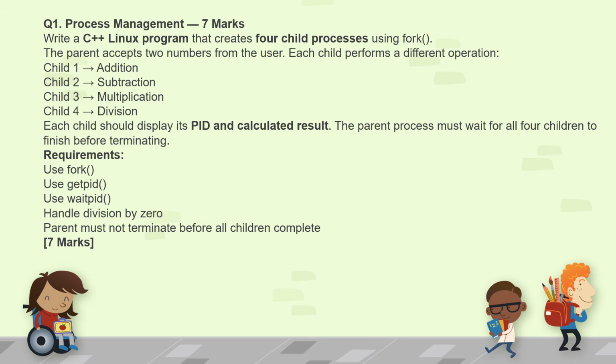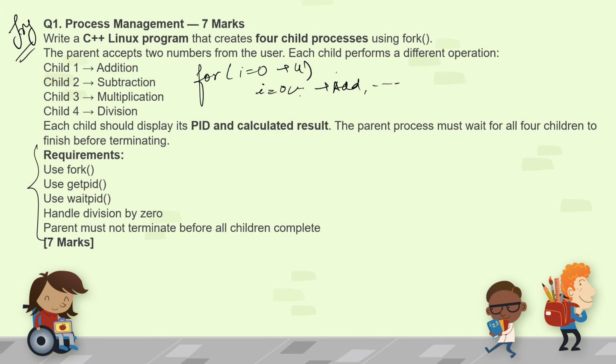Now, these are some questions for you. One is on process management. These you can try. I have attached the solution in the slide itself. We have done this question where we took a for loop for i equal to 0 to 4, and then did i equal to 0, addition, and so on. I hope you will be able to do this. I've written the requirements of the question also, but they may not be given to you.